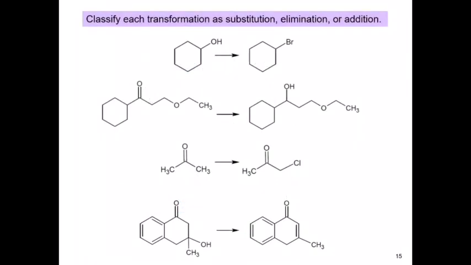Here's a practice problem. Classify each transformation as substitution, elimination, or addition. So for the first one here, we have a carbon to oxygen sigma bond. And then in the product side, we have a carbon to bromine sigma bond. So you can see that the carbon to oxygen sigma bond was broken, and then the carbon to bromine sigma bond was formed. And so this is an example of substitution reaction.